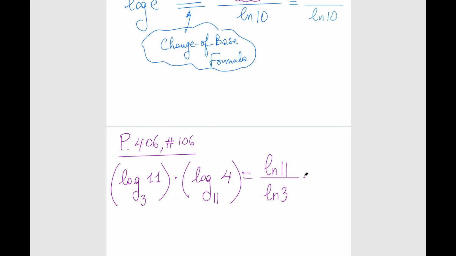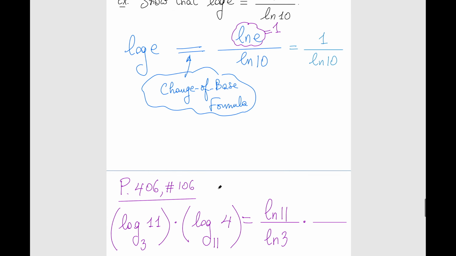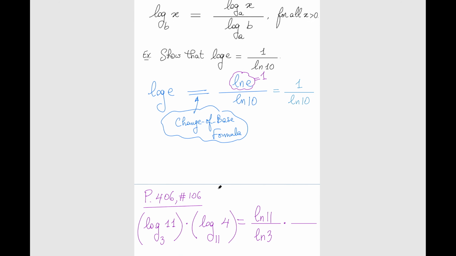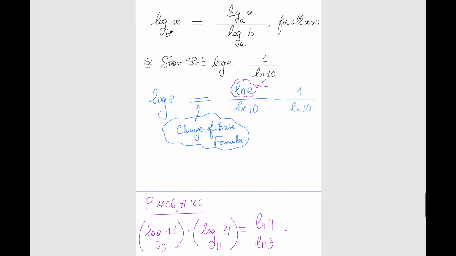For the second, still, let's go to the e base using the change of base formula. So b is 11 and x is 4, and a, the base I'm headed to, is e. So log base 11 of 4 equals log base e of 4, so ln of 4, over log base e of 11, so ln of 11.